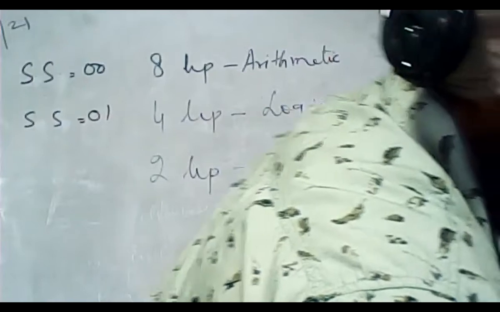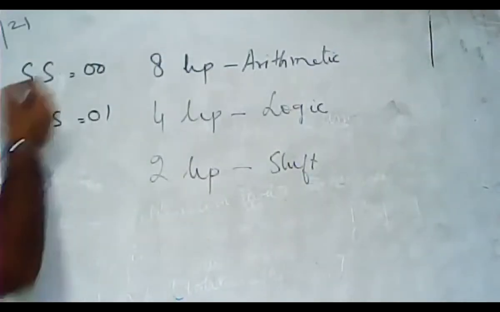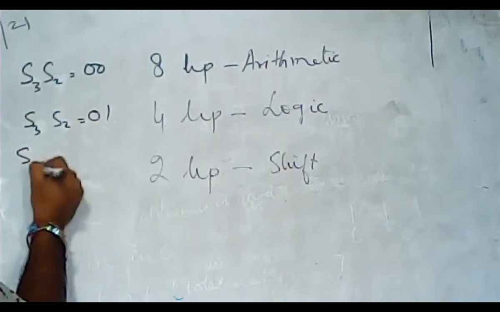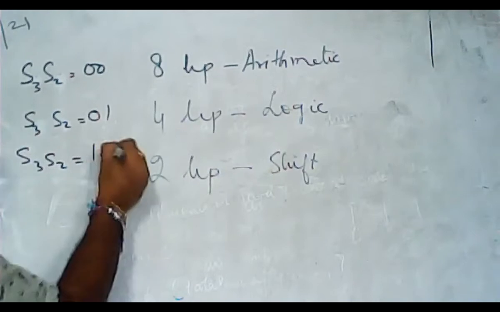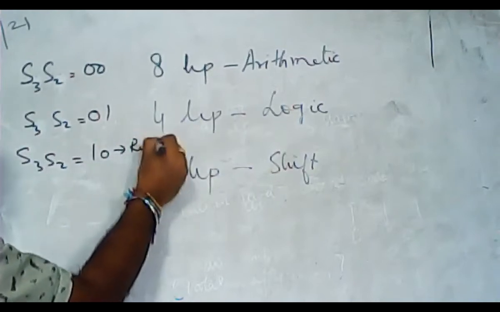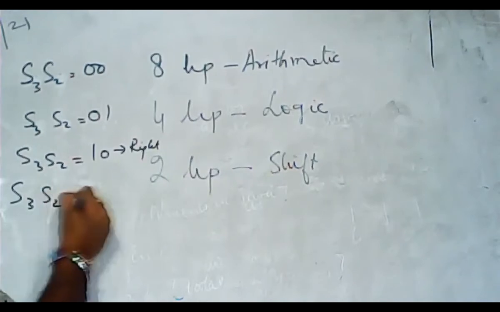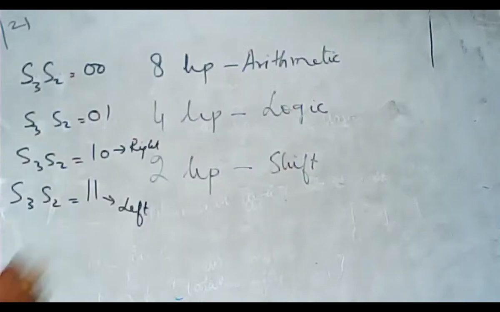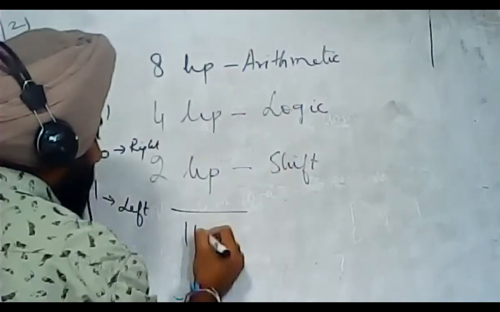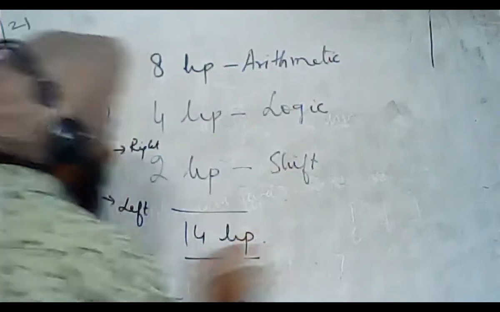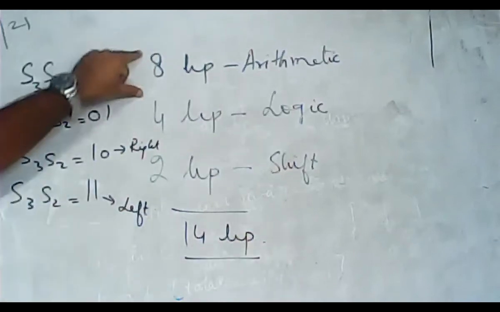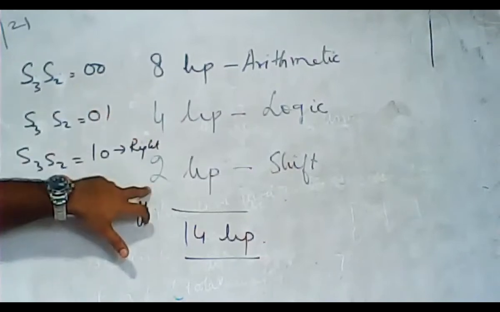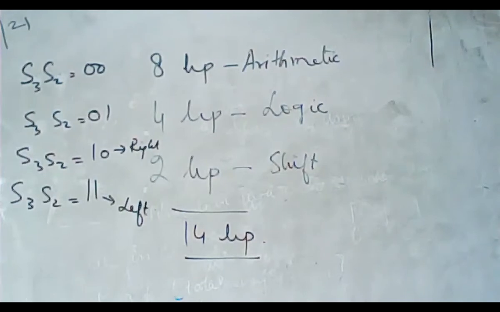S3, S2 equals 1 0 for right shift, and S3, S2 equals 1 1 for left shift. So here, this circuit will give you a total of 14 micro operations: 8 for arithmetic, 4 for logic, and 2 for shift micro operations. Right?